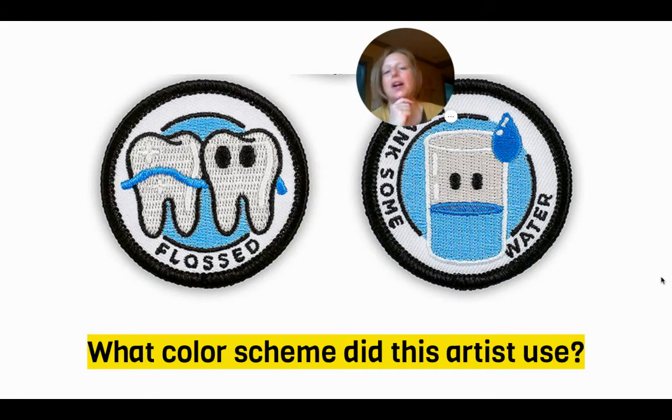And this one, what color scheme did this artist use? Pause for a second, write down what you think. So when I see this, I see different shades of blue. So different shades of one single color. There's light blue, there's medium blue, there's darker blue. All right. Different variations, light and darks, of a single color is monochromatic. So hopefully you wrote down monochromatic.